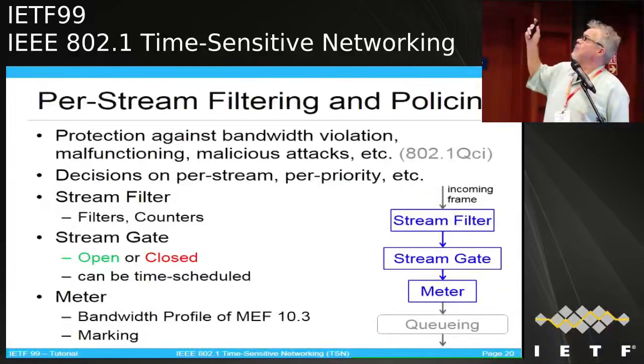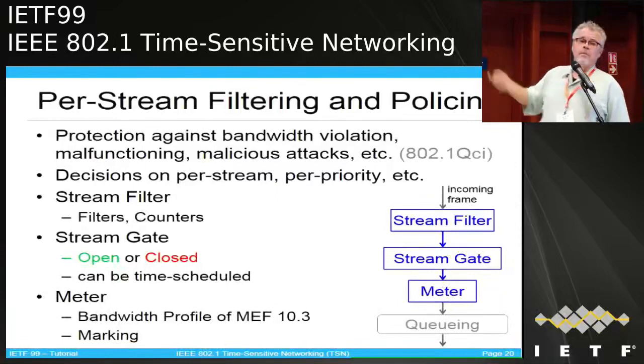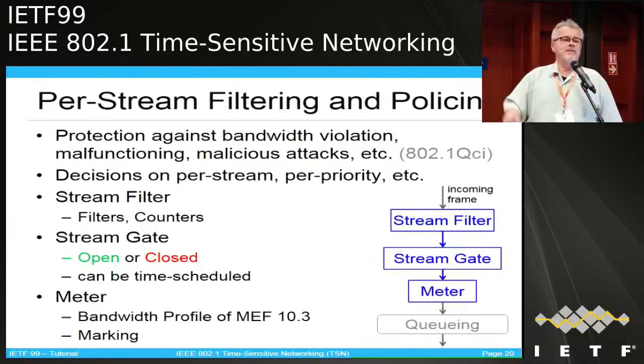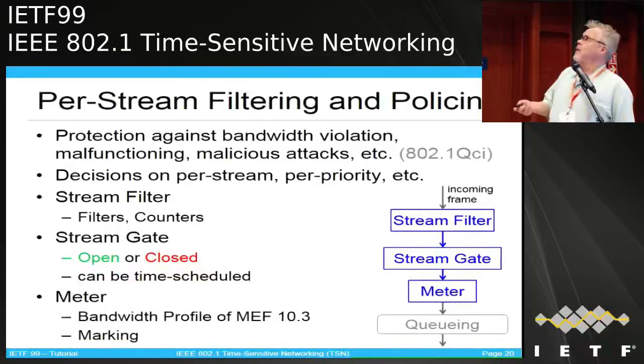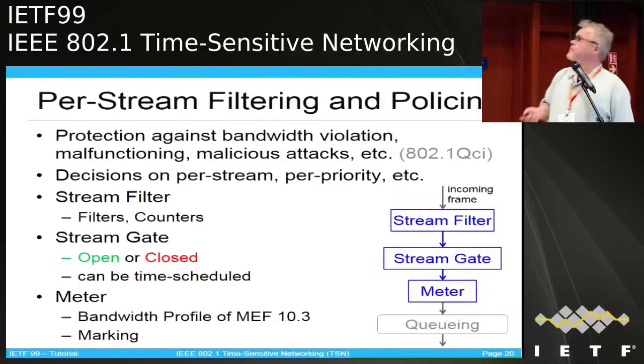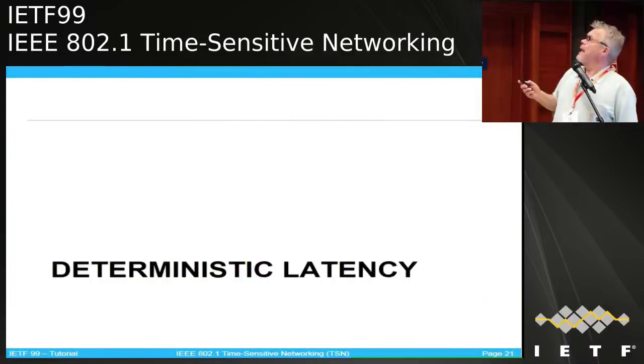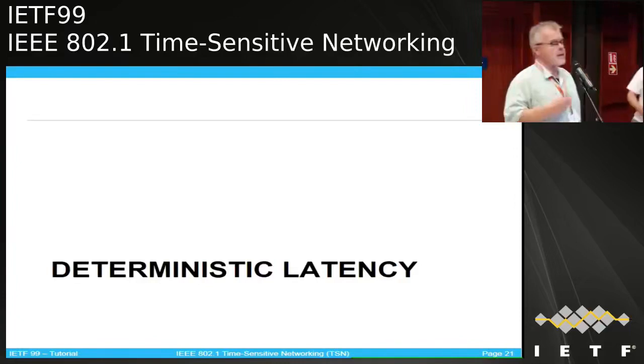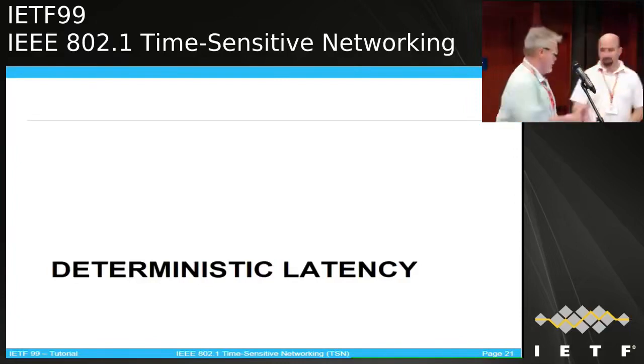So we can protect against bandwidth violations. The decisions can be per stream, per priority. The gate can be operated on a time schedule. All of the devices can be synchronized so the time schedules are running all the time. So I can set my input gate to match the output gate at the other side. And now we have the next section for Janos to take.